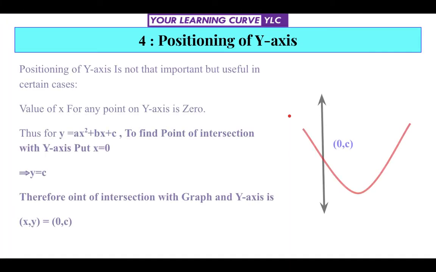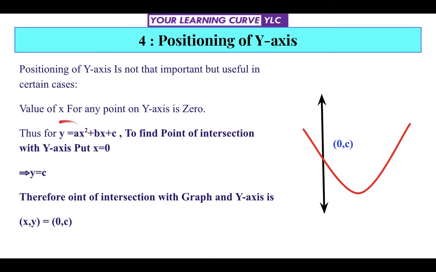Now let's discuss another point regarding the graph. It is the positioning of the y-axis. This point is not so important when solving questions, but to position the graph of a quadratic, this is important. What we use to position it is that any point on the y-axis has x coordinate 0. Any point on the y-axis has x coordinate 0.